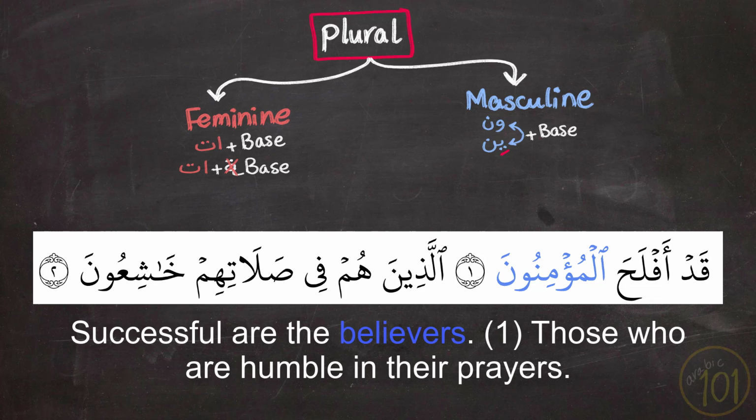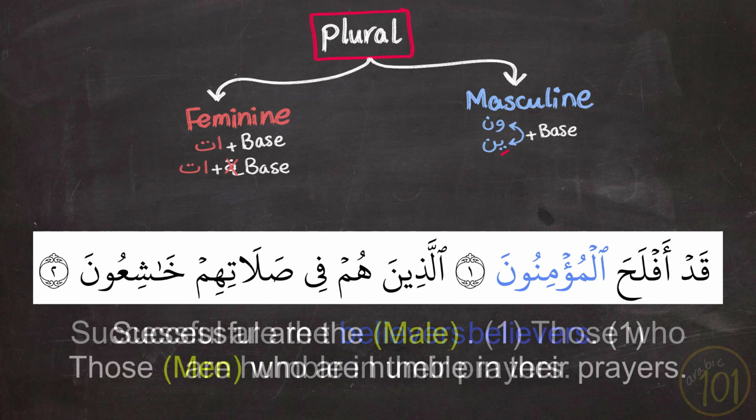The word al-mu'minun ends with waw and noon. So this means that al-mu'minun is a definite noun and it is a masculine plural. So it means the believers, the male believers to be precise. So should we understand it as successful are the male believers?